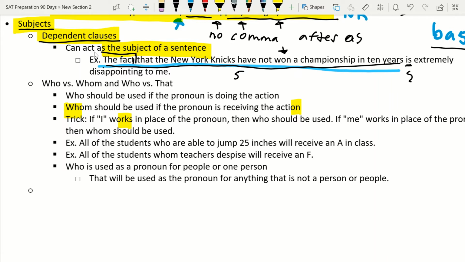The fact is our number, and we know that that's singular, therefore we'd have to have the singular verb is, right? The part that says that the New York Knicks have not won a championship in 10 years, we would ignore that when determining the number of our subject to match the number of our verb. But our subject would be that whole dependent clause.